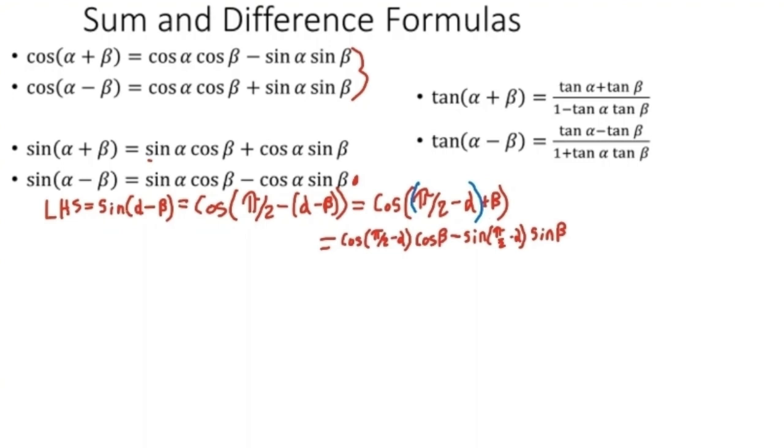But cosine of pi over 2 minus alpha and sine of pi over 2 minus alpha will allow us to apply the cofunction identities again. Cosine of pi over 2 minus alpha will become sine alpha. Sine of pi over 2 minus alpha will become cosine alpha. And from there, we have sine alpha cosine beta minus cosine alpha sine beta, which is our right-hand side. The sum formula for sine can be proven exactly the same way as we proved the sum formula for cosine, just by using the even-odd properties.